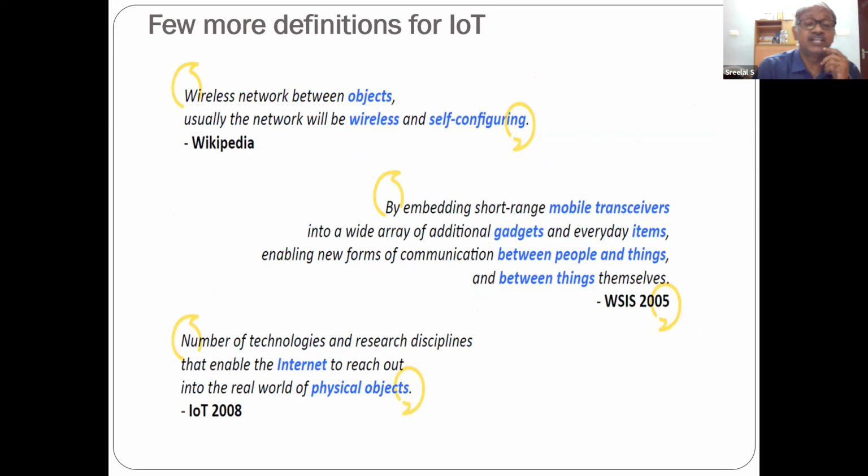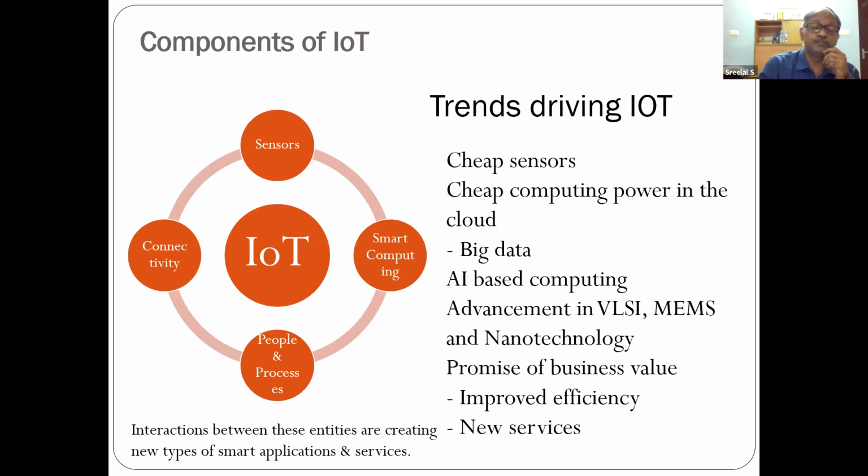So a wireless network between objects, usually the network will be wireless and self-configuring. These are some of the definitions of IoT. By embedding short-range mobile transceivers into a wide array of gadgets, which can communicate between people and things and between things themselves. A number of technologies lead to this, such as the internet and the real world of internet incorporated into the real world of physical objects.